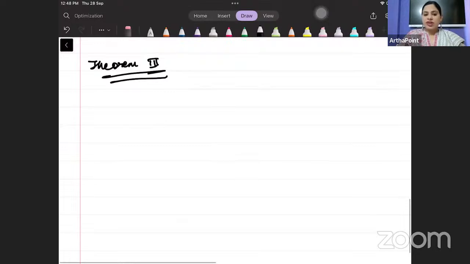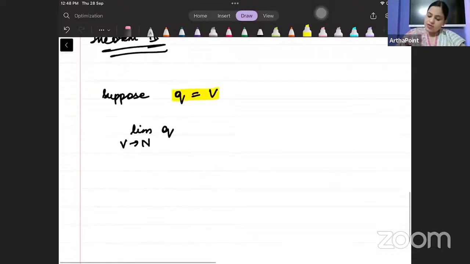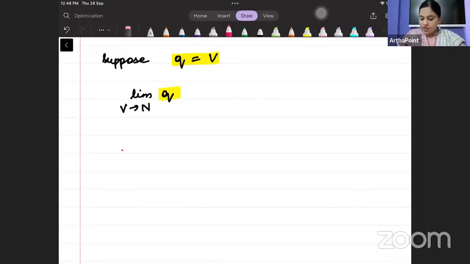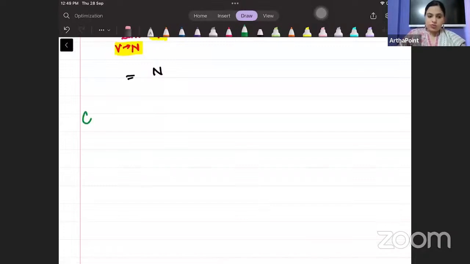Theorem number 3. In theorem number 3, what can we do? We can say that suppose Q is equal to V. Right beta? Q V के बराबर ही है. So now limit V tends to N. What will be the value of Q? तो बेटा Q तो V के बराबर ही है. So instead of Q I can just put V. So I will get limit V tends to N V. और जहां जहां V है वहां पे I have to replace it with N. So बेटा ये simply क्या हो जाएगा? N. So the answer to this question will be N. ठीक है?